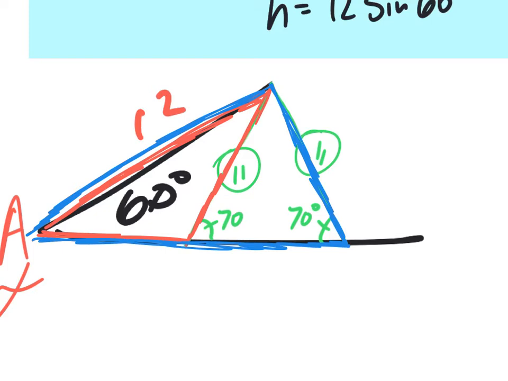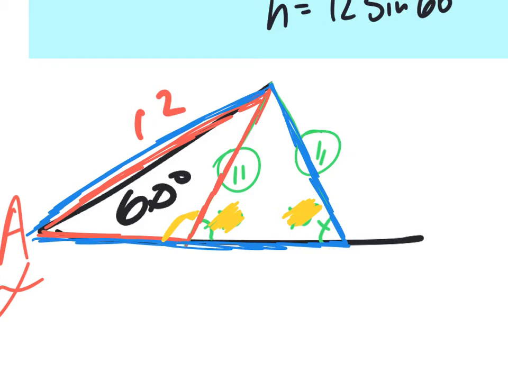Okay, now here's the part that'll really bother some of you. I'm going to ask you to use the law of sines to figure out this angle, this yellow angle right there. You might think it's 110 because I said this was 70 and 70, but remember I just made that up. This isn't really 70, that's not really 70.